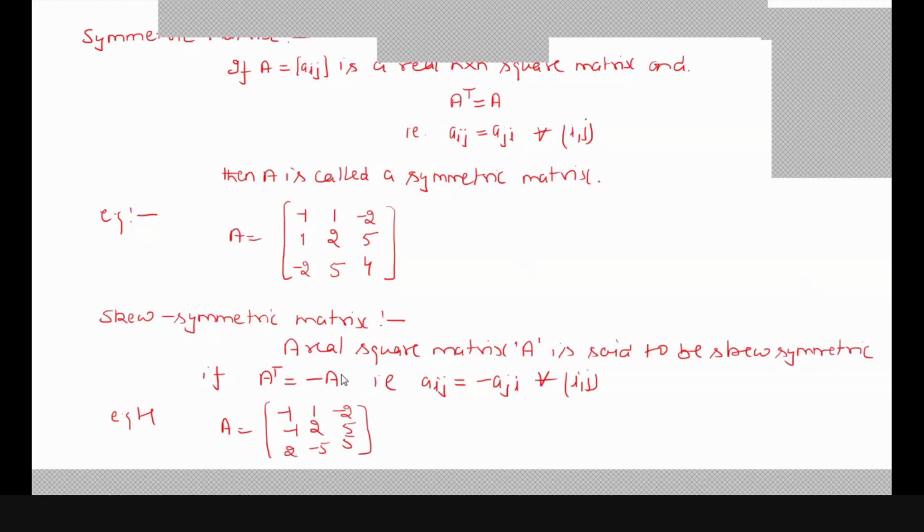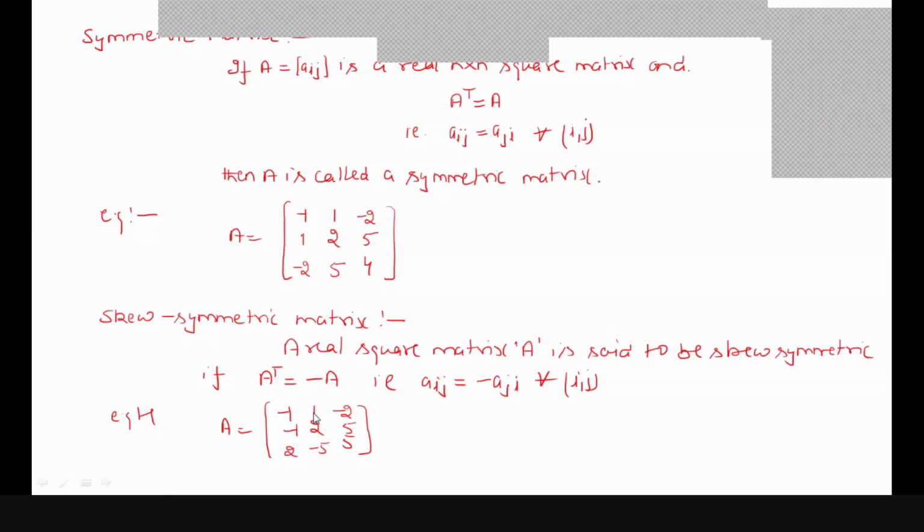Is it a symmetric matrix? No, sir. Why? As per the definition, A transpose is equal to minus A. So what does this mean? The ijth element should be equal to minus the jith element for all i and j. This is true here.